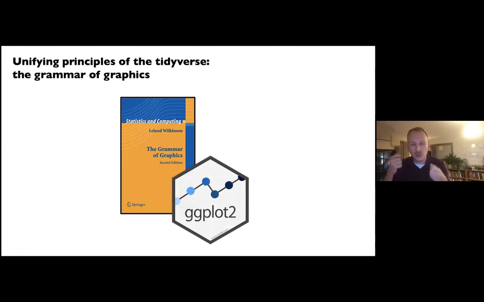And so you need to wrap your head a little bit around that grammar. It's a little bit like learning a language. You have to learn the grammar, and in this case, you have to learn the grammar of graphs. So briefly then, how would I explain this?